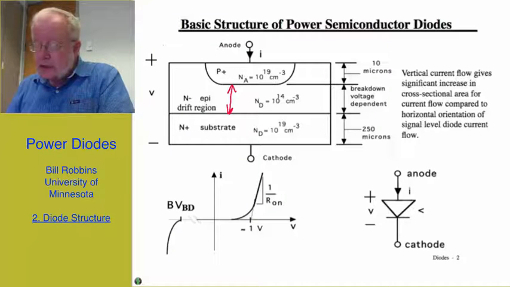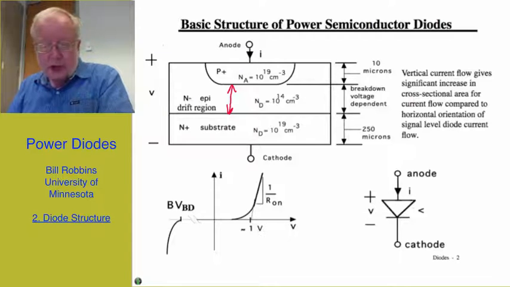The IV characteristic of a power diode is very similar to that of a signal level diode, the main difference being the scaling of the current and voltage axis. In the forward direction at low currents, we have an exponential relationship between the current and voltage, but at modest currents and as we go to larger currents, the current becomes proportional to the voltage, and the slope of that linear region is 1 over the on-state resistance.